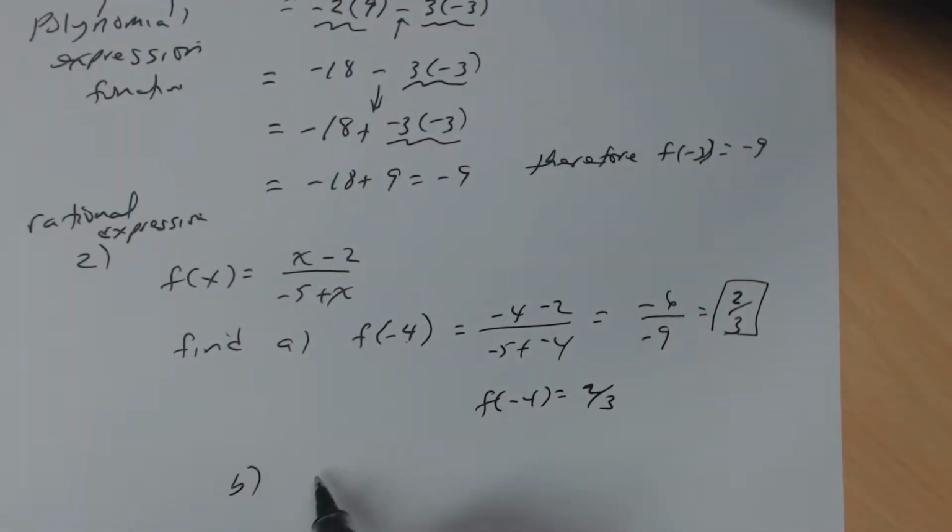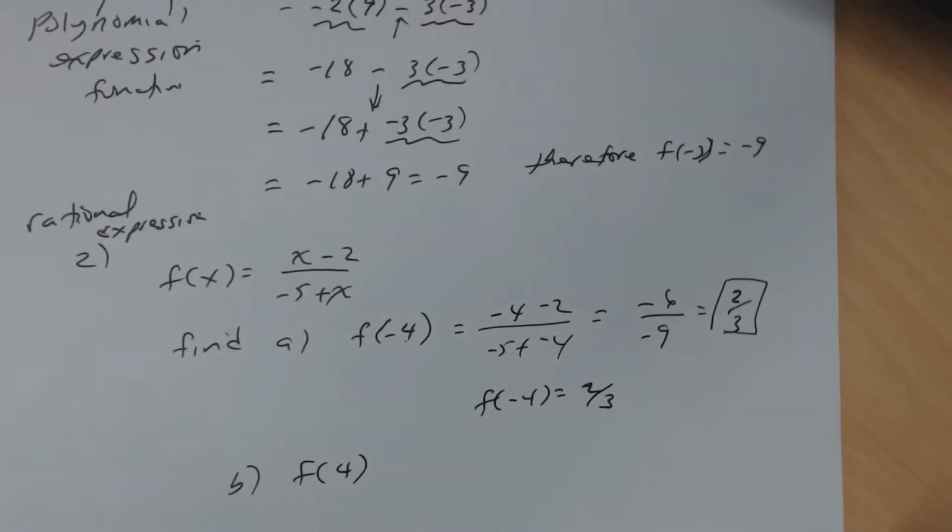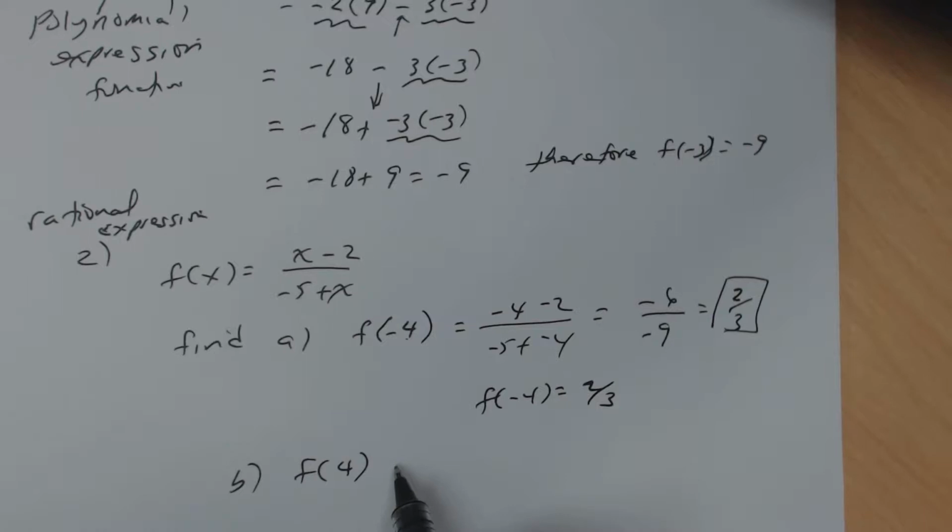Okay, B, suppose we had f of 4, let's say. So f of 4, again, same idea.